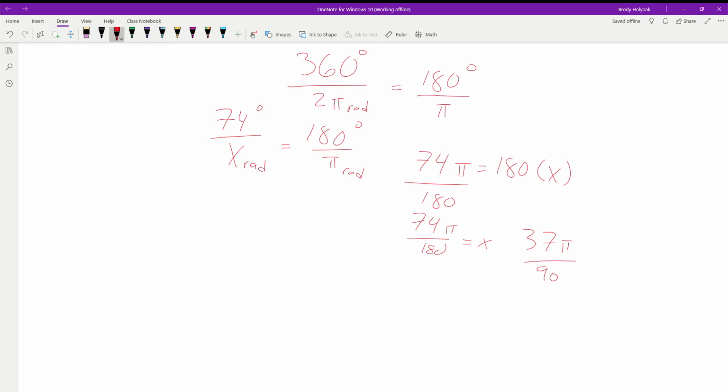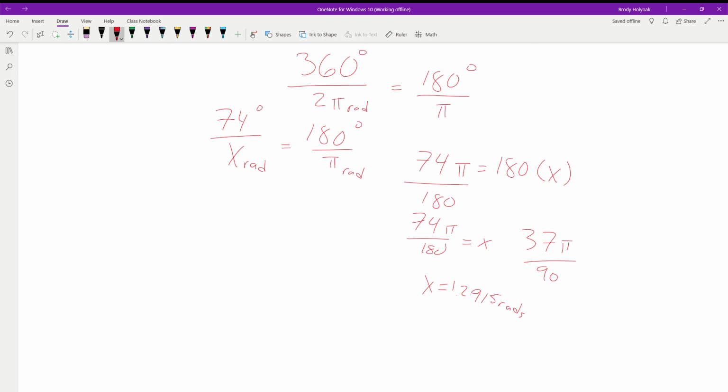37 pi over 90, or if we were just looking for a value, then we would multiply the 3.1415 in there. That gives 1.2915. So 1.215 radians or 37 pi over 90. Again, just depending on how the answer is asking for it. If it wants it in pi, it'll give you the symbol afterwards.